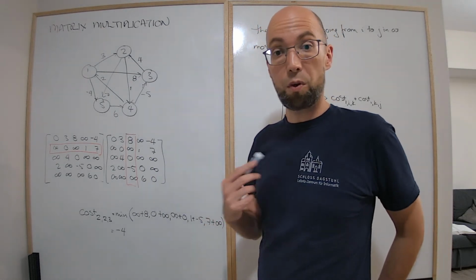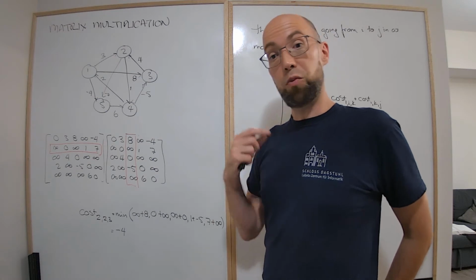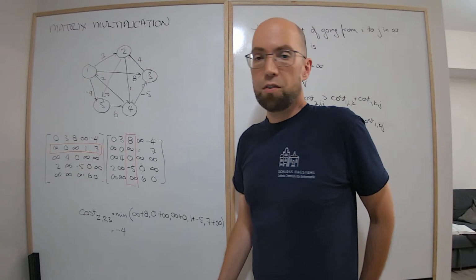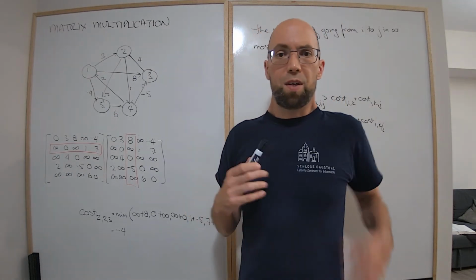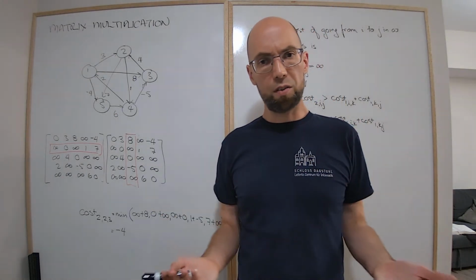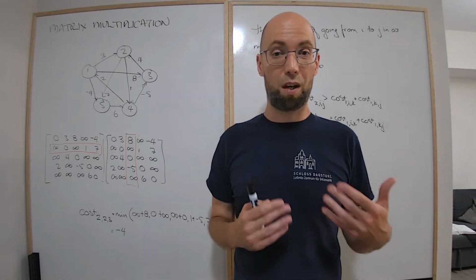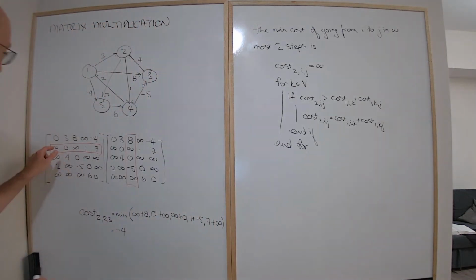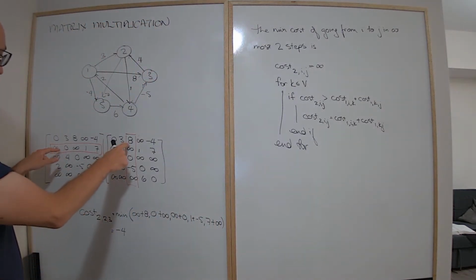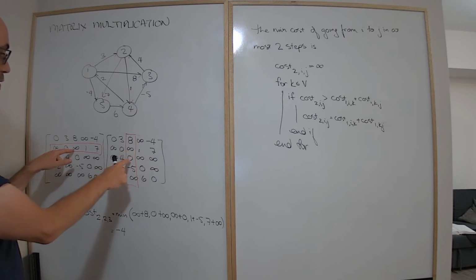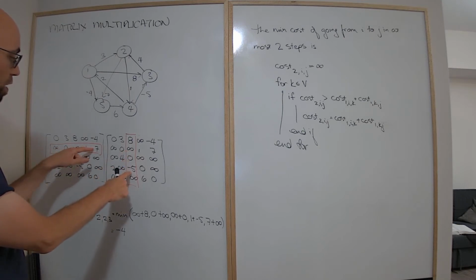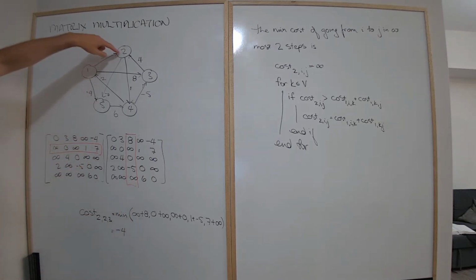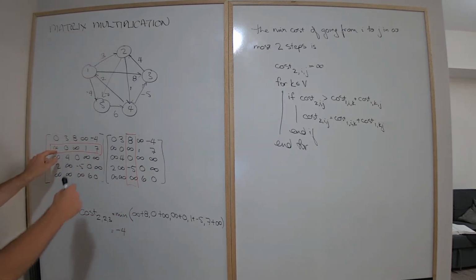So let's suppose that we want to work out the distance in at most 2 steps from 2 to 3. So the idea is, well, we have the distances from 2 to everything else, and we have the distances from everything else to 3. So we're going to take the min over infinity plus 8, and 0 plus infinity, and infinity plus 0, and 1 plus minus 5, and 7 plus infinity. Okay? So here it would be 2 going to 1.